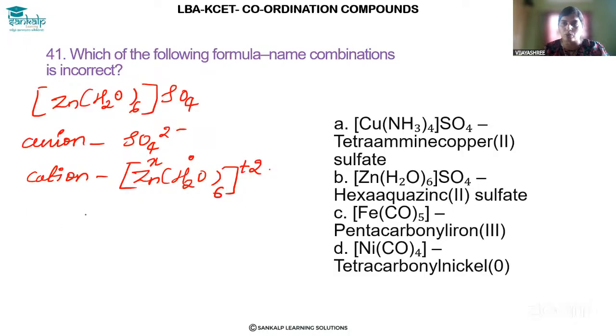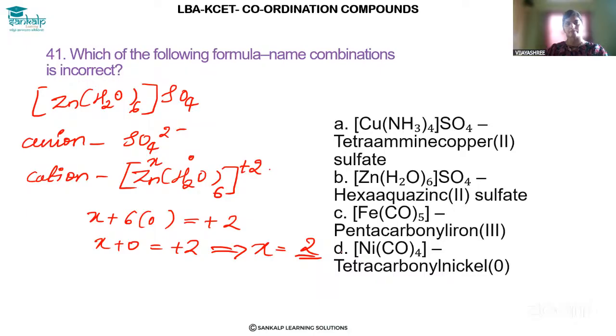So how do we calculate this? We have to calculate the oxidation state of zinc. X plus, there are 6 ligands, so 6 into 0. Why is it 0? Because H2O is a neutral ligand. This is equal to plus 2. So X plus 0 equals plus 2, which implies X equals 2. Now let us look at the name.